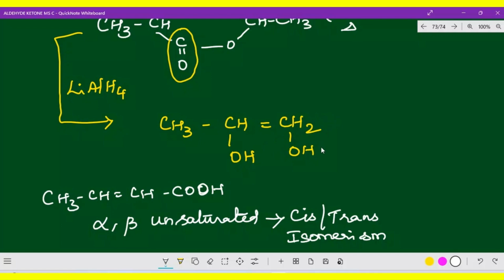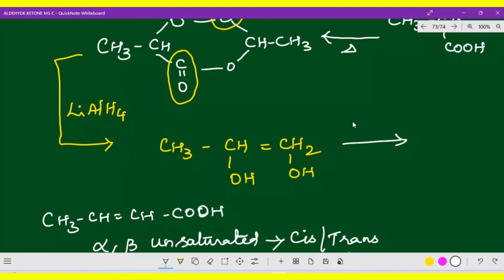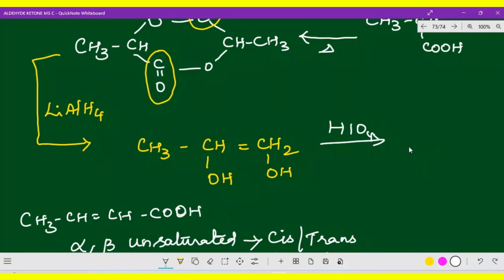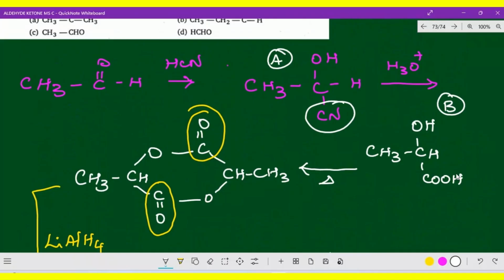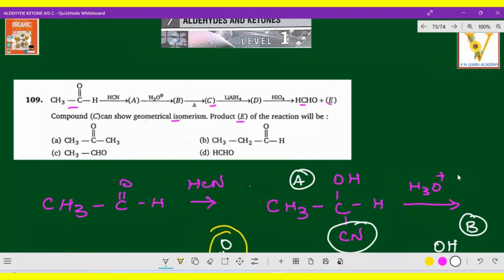So that means here CH2OH, right? When you go for further HIO4, periodic acid, again it releases HCHO, the aldehyde, which is already mentioned, and here you will again get the original compound. What is the original compound? Acetaldehyde. Right, you will be getting acetaldehyde. That is the original compound.